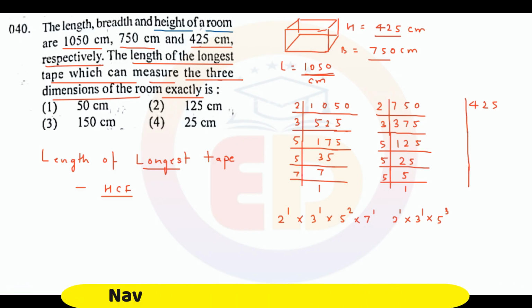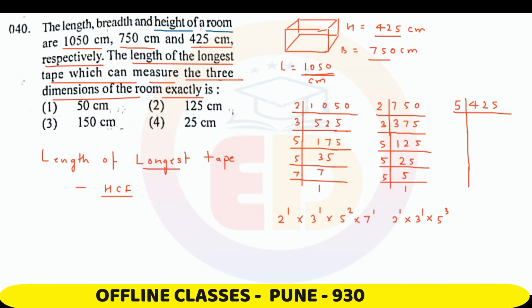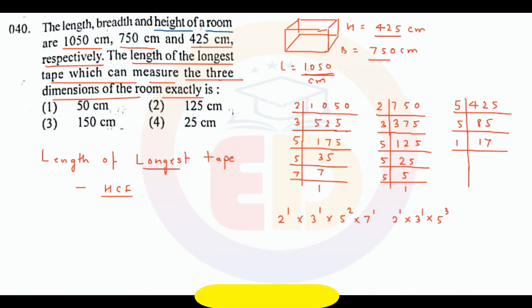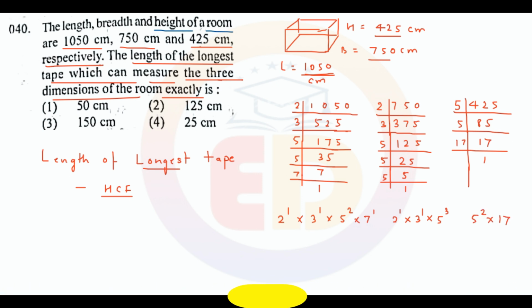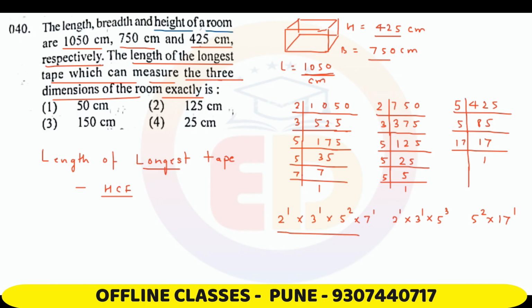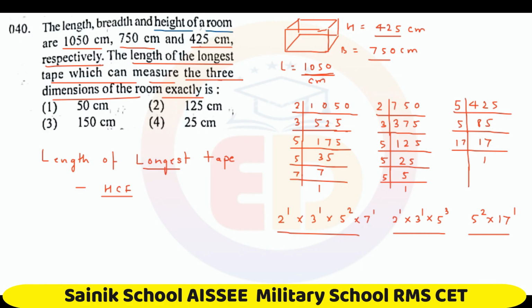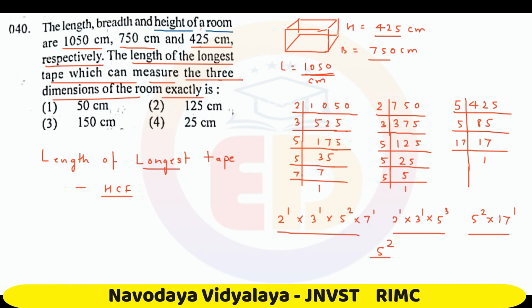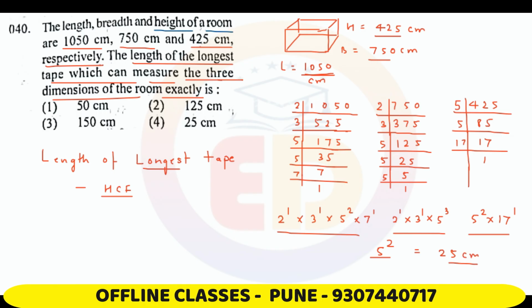425 is divisible by 5. It is 85. 85 is divisible by 5 17 times. So it is 17 ones are 17. It's 5 power 2, 17 power 1. In HCF, remember, we take only the common factors. The only factor common to all of the three is 5. And in HCF, we take the lowest power, which is 5 power 2. My HCF is 25 centimeter.